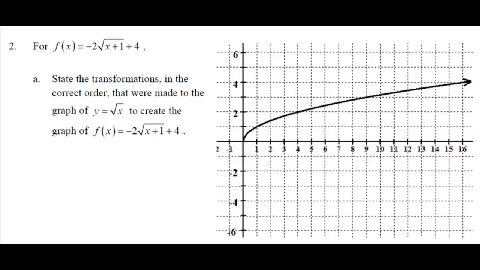Okay, here we go. Let's put it all together. For y equals negative 2 root x plus 1 plus 4, state the transformations in the correct order that were made to the graph of y equals root x to create the graph of f of x is equal to negative 2 root x plus 1 plus 4. Okay, so state in the correct order.